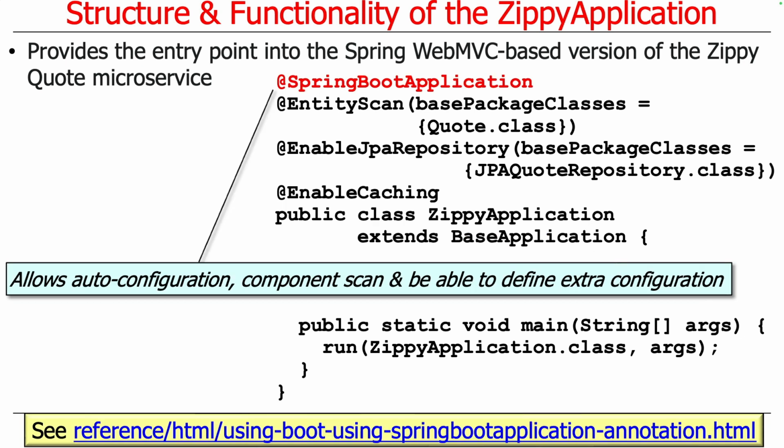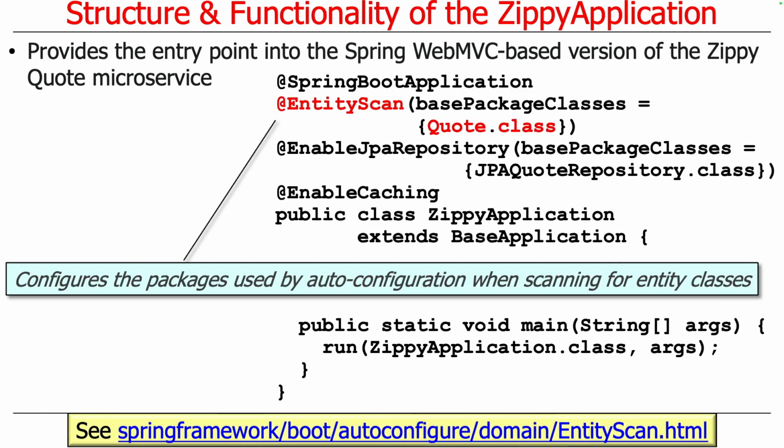We make this a Spring Boot application. That's nothing new. But now we've got something new. We're going to have persistence. And the persistence is going to be implemented using the Jakarta Persistence API, or the JPA as we call it. And in order to make this work, we have to tell it where to go to find the class that's annotated to be an entity.